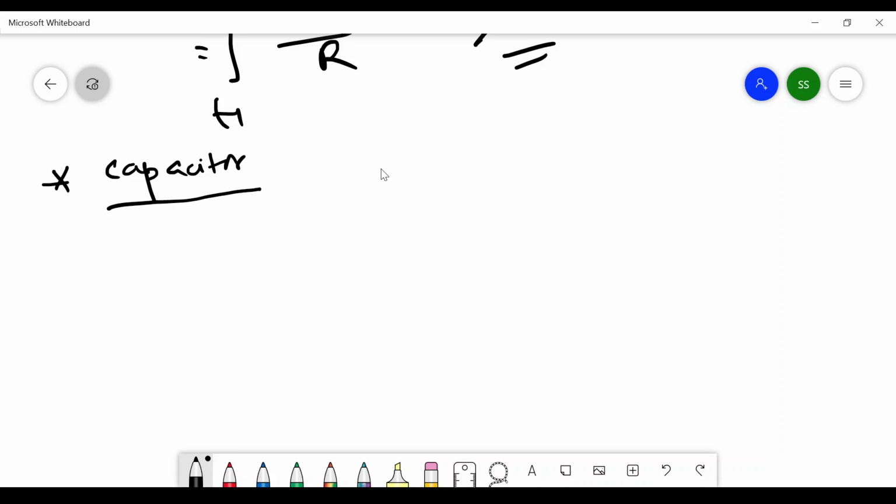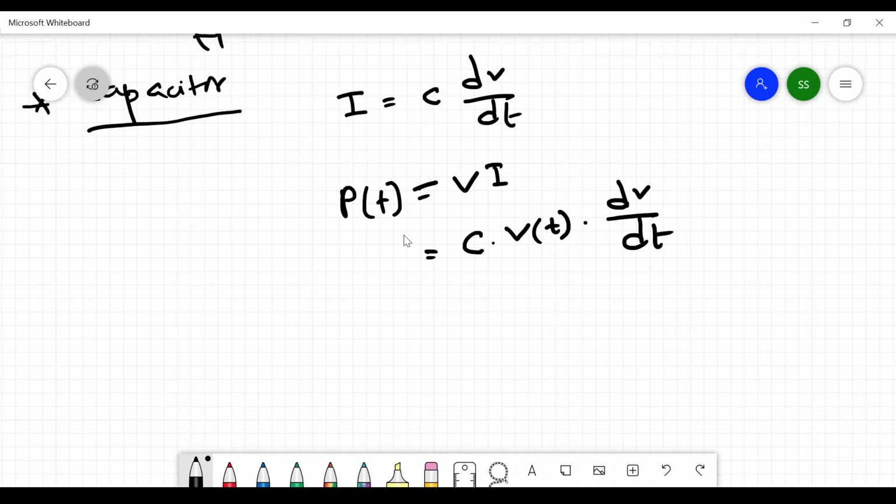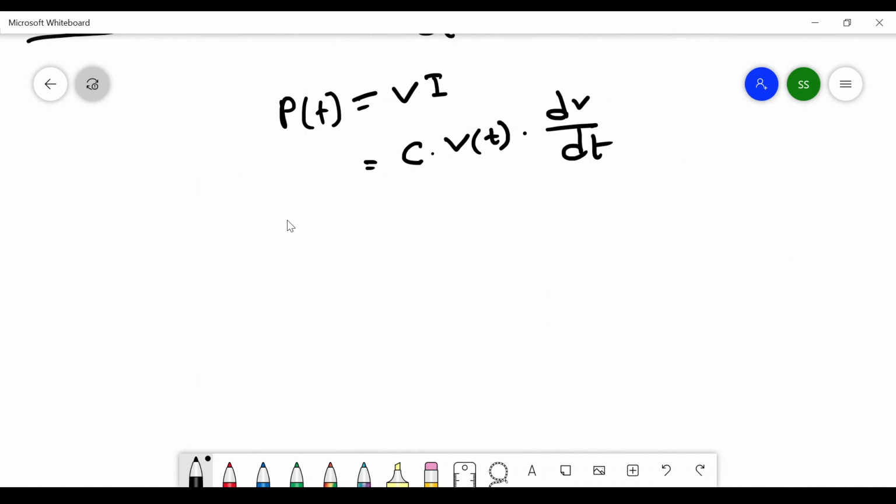So with respect to the capacitor, I can say i equals C dv/dt. The power p(t) is v times i, so I can write C dv/dt in place of i. So this is the power equation. Now I have to check whether this particular capacitor is a passive element or an active element.